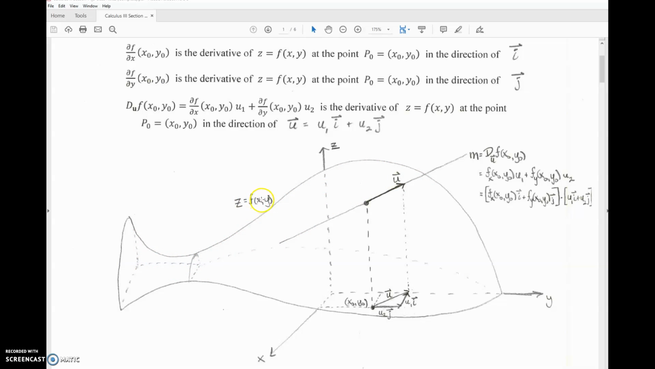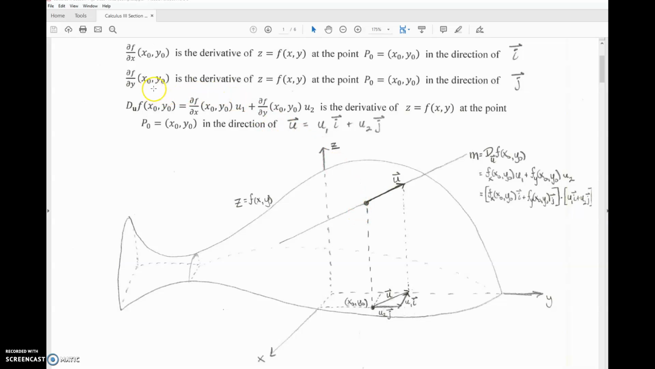So this is z equals a function of x and y. The point x naught, y naught down here in the xy plane is right here. And z equals f of x naught, y naught is right here on the outer surface of our surface. Okay, so if I want the derivative in the direction of i, that is the partial derivative of f with respect to x, which would be parallel to the x-axis. That would be the slope of a tangent line right on the surface here.